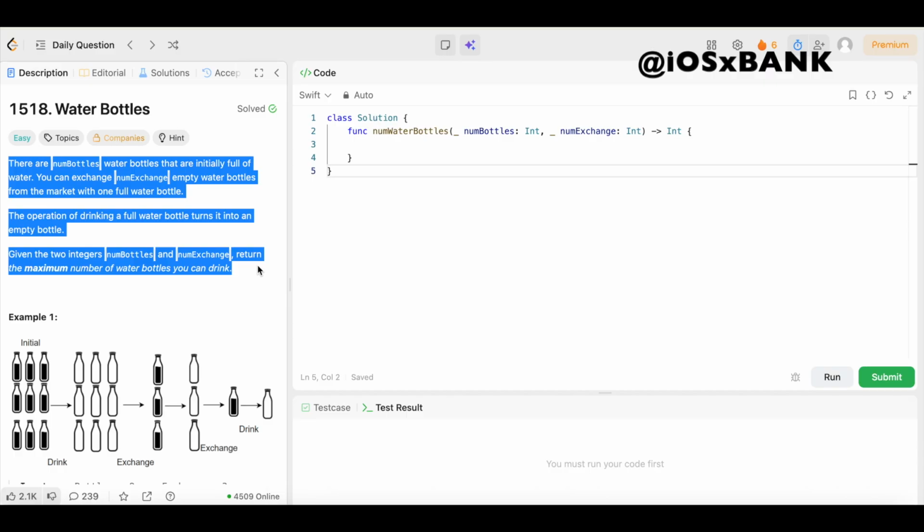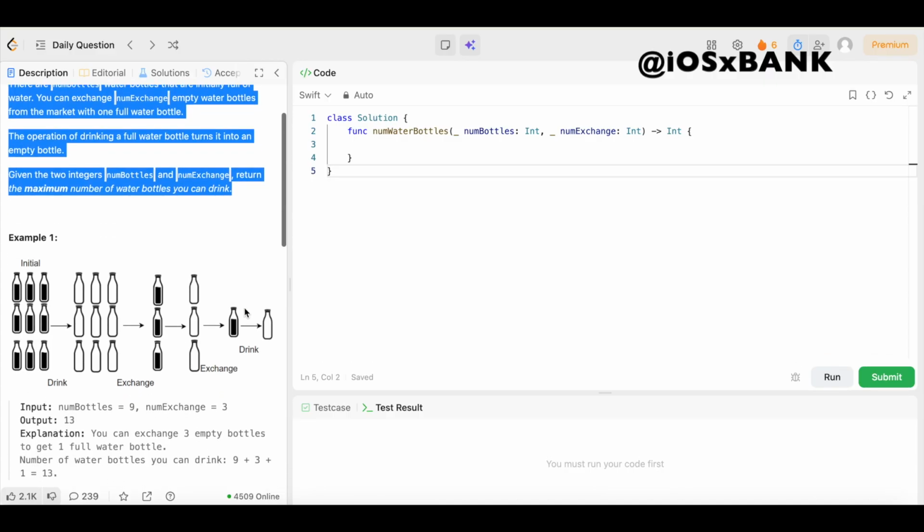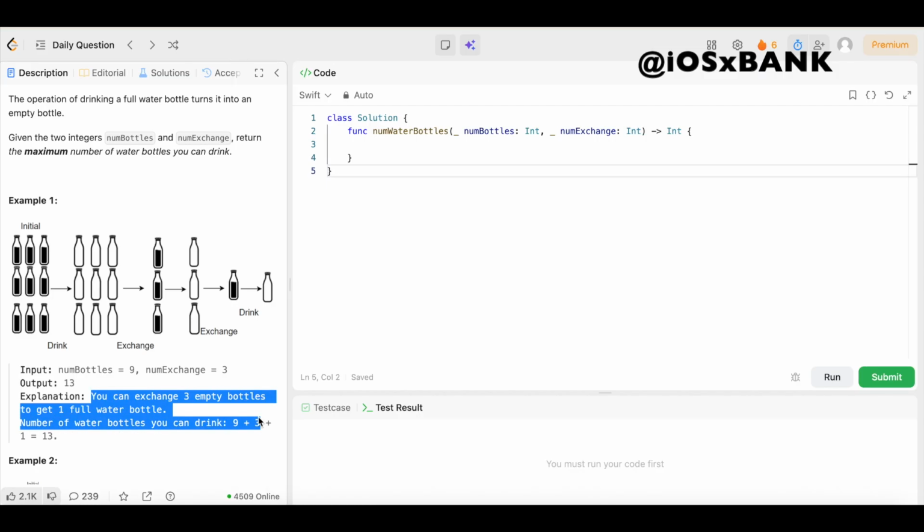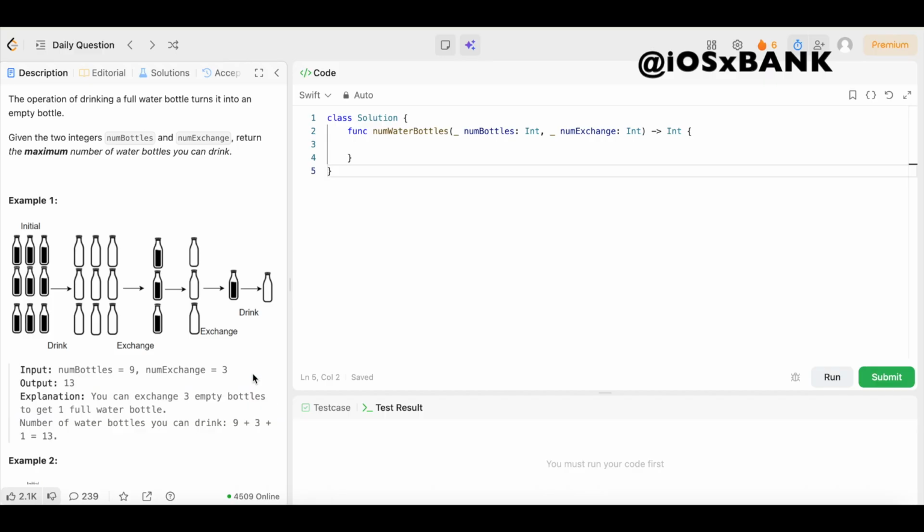All right, y'all, so I can understand how that may be a little bit difficult to understand. So let's go ahead and take a look at these examples just to make sure that we are doing this problem correctly. In example 1, we have our input, num bottles equals 9, num exchange equals 3, our output is 13. Explanation says you can exchange 3 empty bottles to get 1 full water bottle. Number of water bottles you can drink is 9 plus 3 plus 1 equals 13.